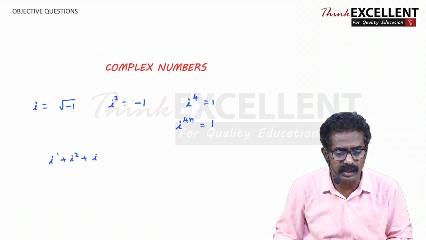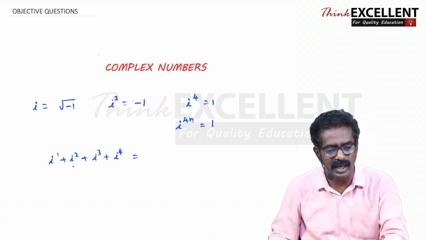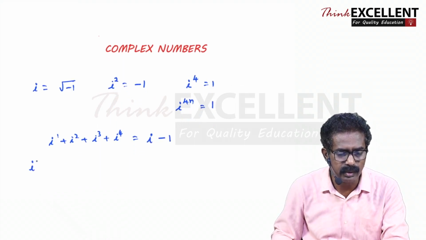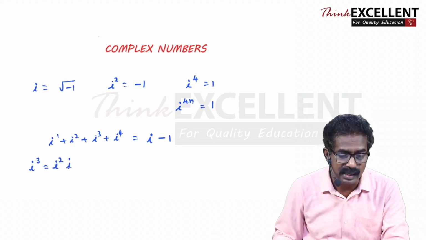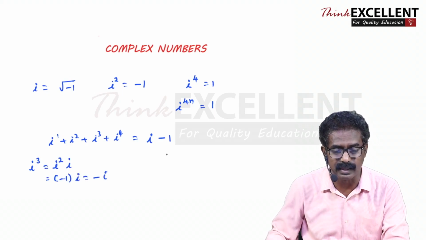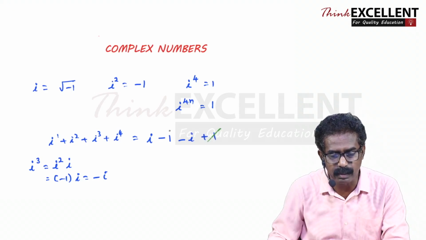Then continuously if I take 4 values, for example, i raised to 1 plus i square plus i cube plus i raised to 4, then your answer will be 0. Why? i raised to 1 is i, i square is minus 1, i cube can be written as i square into i, which is minus 1 into i, so it is minus i. i raised to 4 is 1. So you can cancel plus 1 minus 1 plus i minus i, so your answer is 0.